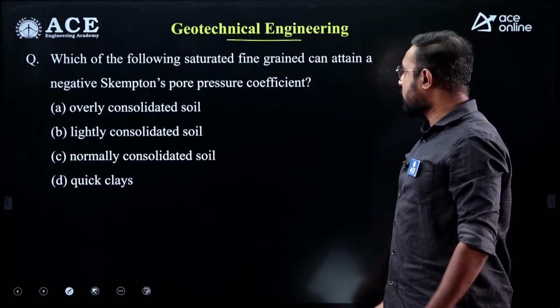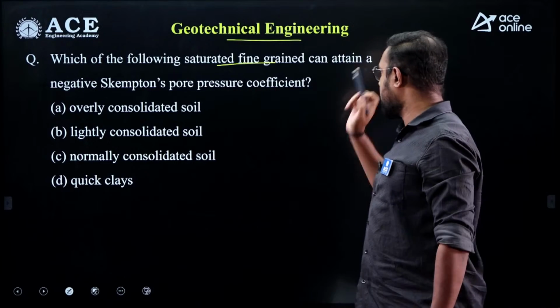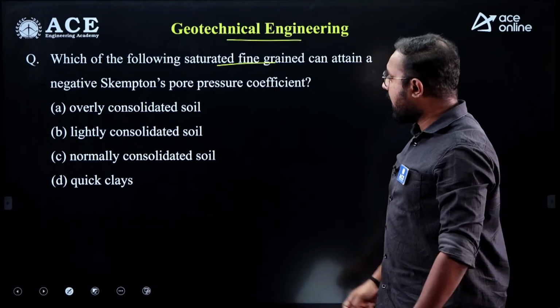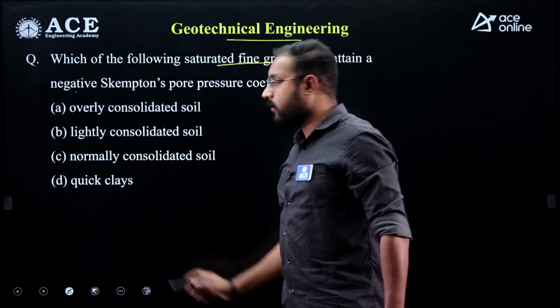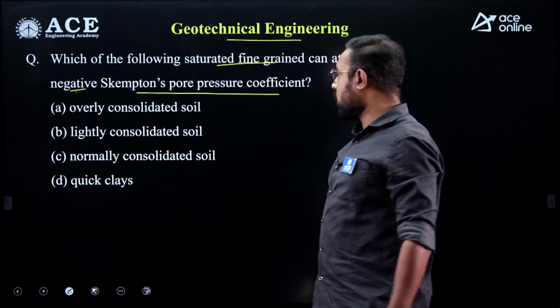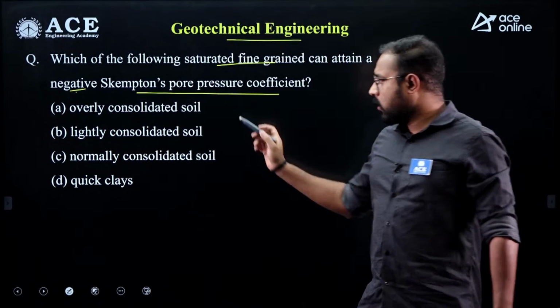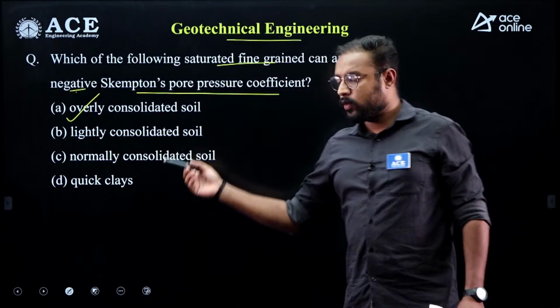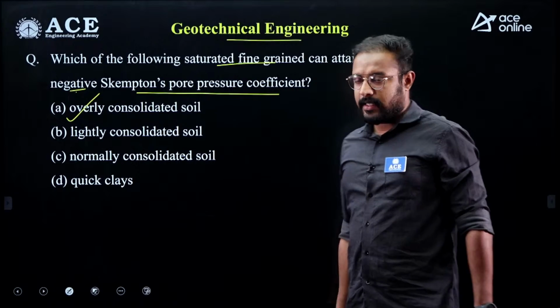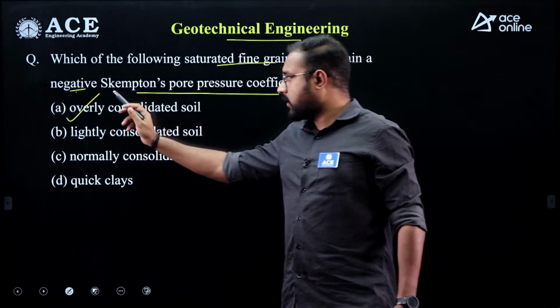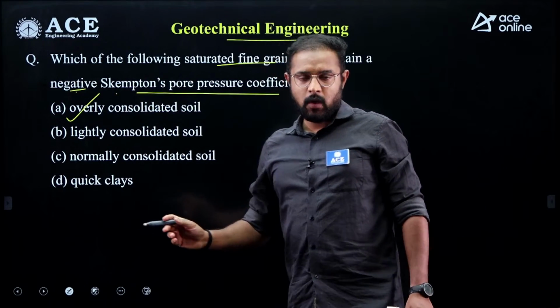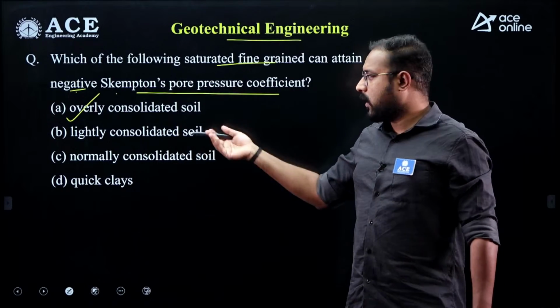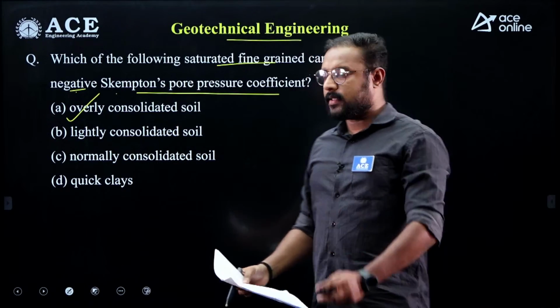Which of the following saturated fine grained soils can attain a negative Skempton's pore pressure coefficient? Here the answer is overconsolidated soil, overconsolidated clays we can say. Skempton is a question that they asked in the morning session also. It was a numerical. Right now they are asking a theoretical question based on that. So the area is the same.